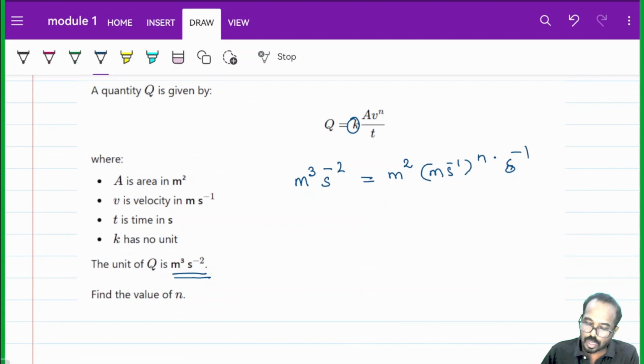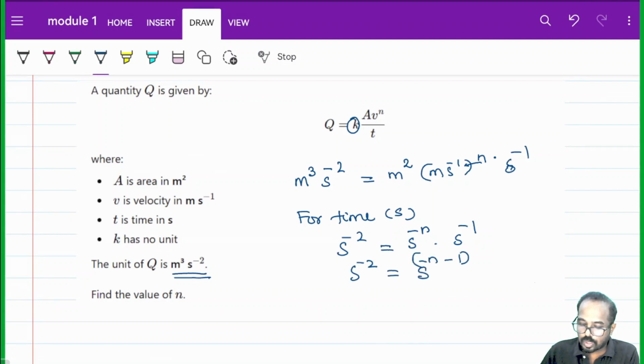If you're comparing, okay, I'm taking S now for time. Second, what is that power on the left hand side? S to the power minus 2, which is equal to here S to the power minus n, right? When you multiply this here, minus n multiplied by S to the power minus 1. So when you check this one, this will be S to the power minus n minus 1, right? When you compare the power on both sides, left hand side and right hand side, you can see that minus 2 should be equal to minus n minus 1, right? So this you can solve for n now.